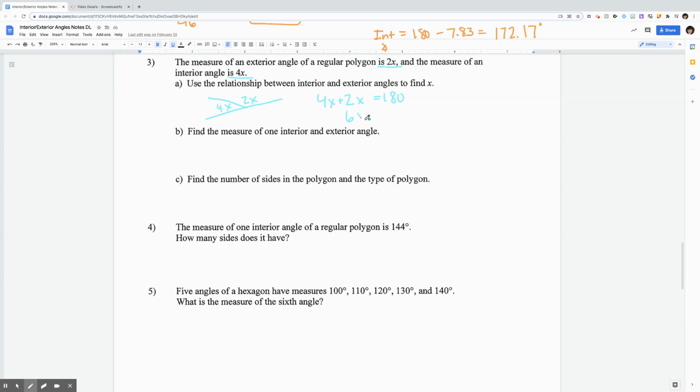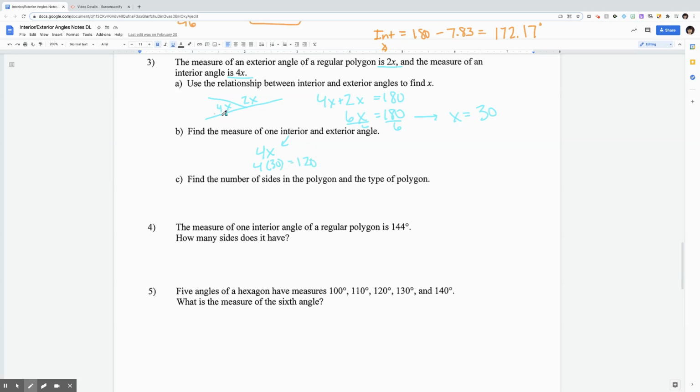Okay, so that becomes 6x equals 180, and then I'm going to divide by 6 on both sides, so you get that x is equal to 30. Okay? Part B says to find the measure of one interior and exterior angle. Well, now that I know what x is, I'm just going to plug that back in. So the interior angle was 4x, so that's 4 times 30, which is 120.